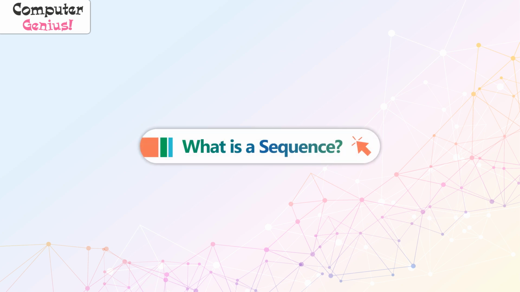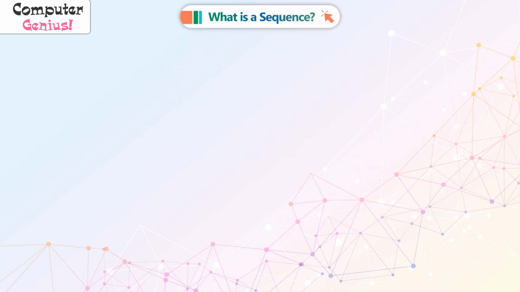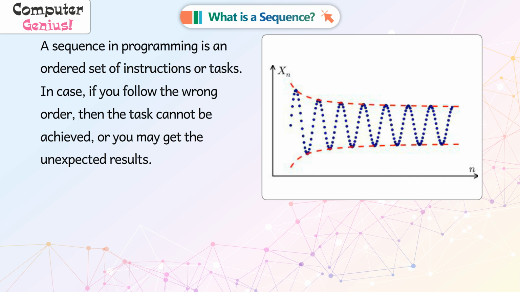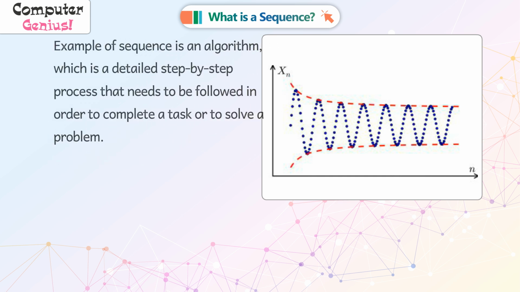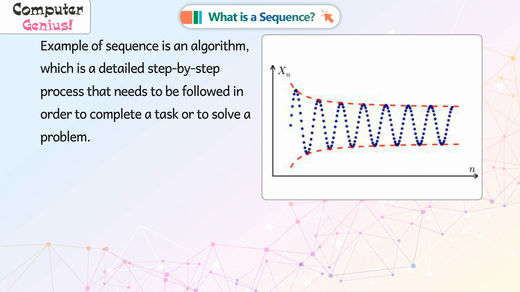What is a sequence? A sequence in programming is an ordered set of instructions or tasks. In case you follow the wrong order, then the task cannot be achieved or you may get unexpected results. An example of a sequence is an algorithm, which is a detailed step-by-step process that needs to be followed in order to complete a task or to solve a problem.